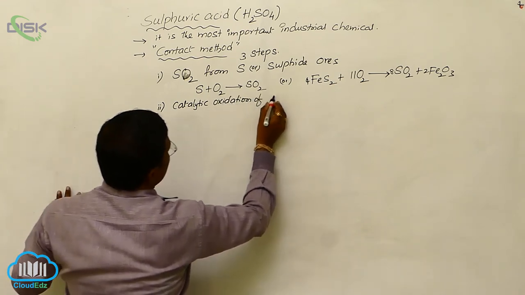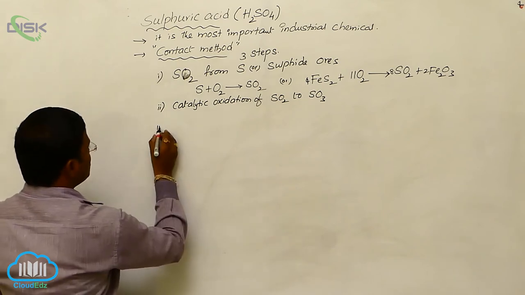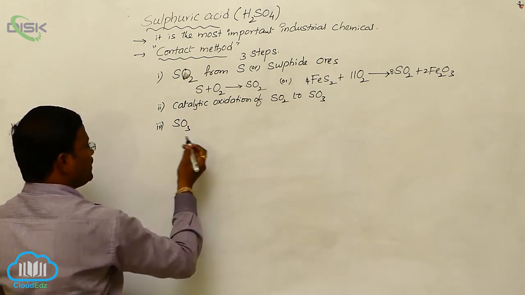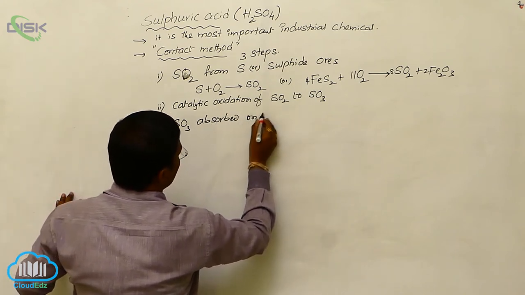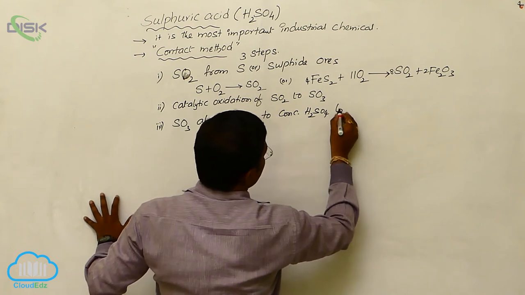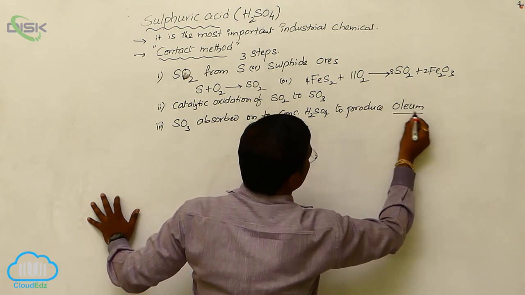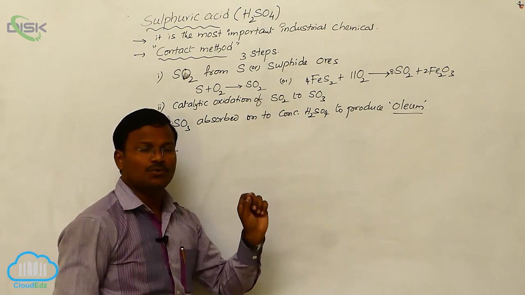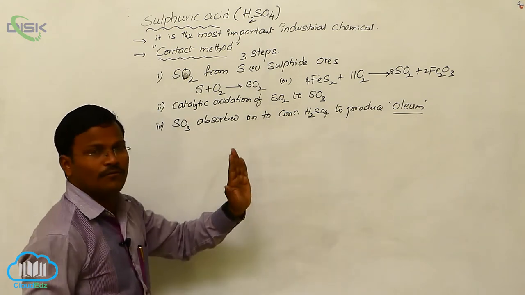there is catalytic oxidation of sulfur dioxide to sulfur trioxide. And in the last step, the sulfur trioxide formed from sulfur dioxide in the second step is absorbed onto concentrated sulfuric acid to produce oleum as product. What is the molecular formula of oleum? H2S2O7. The name of oleum is also pyrosulfuric acid.